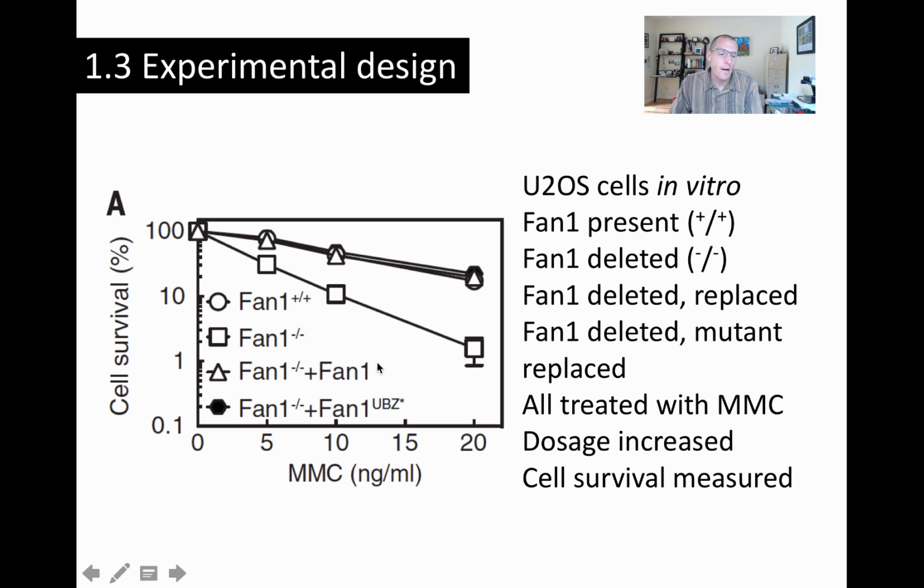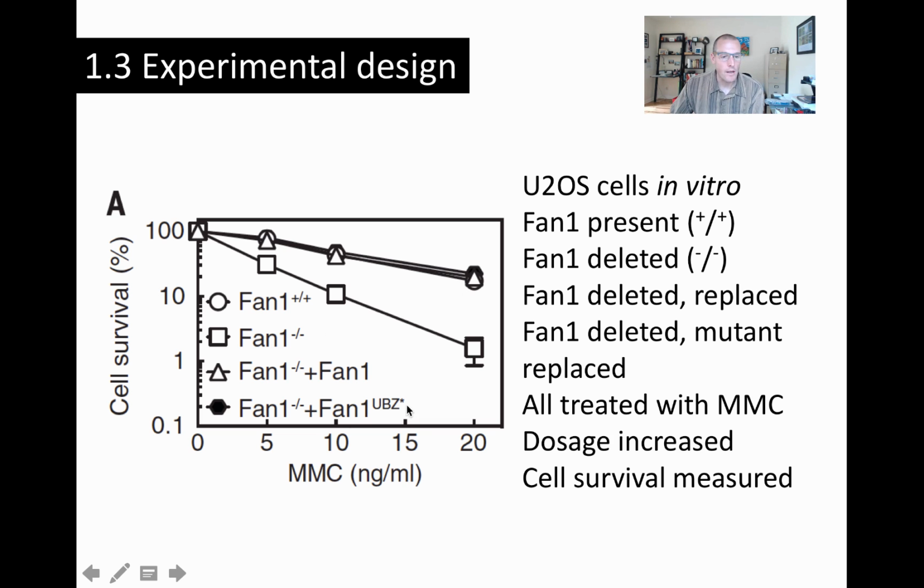And then they've used a genetic trick to add FAN1 back in again, so they can put the gene back. So they delete both copies and then they add it back. They're just trying to check that their process of deleting the gene isn't responsible for this sensitivity that they see over here. So they're just putting the FAN1 back, and that's the triangle. So when we put the FAN1 back, we go back to the kind of wild type levels of sensitivity.